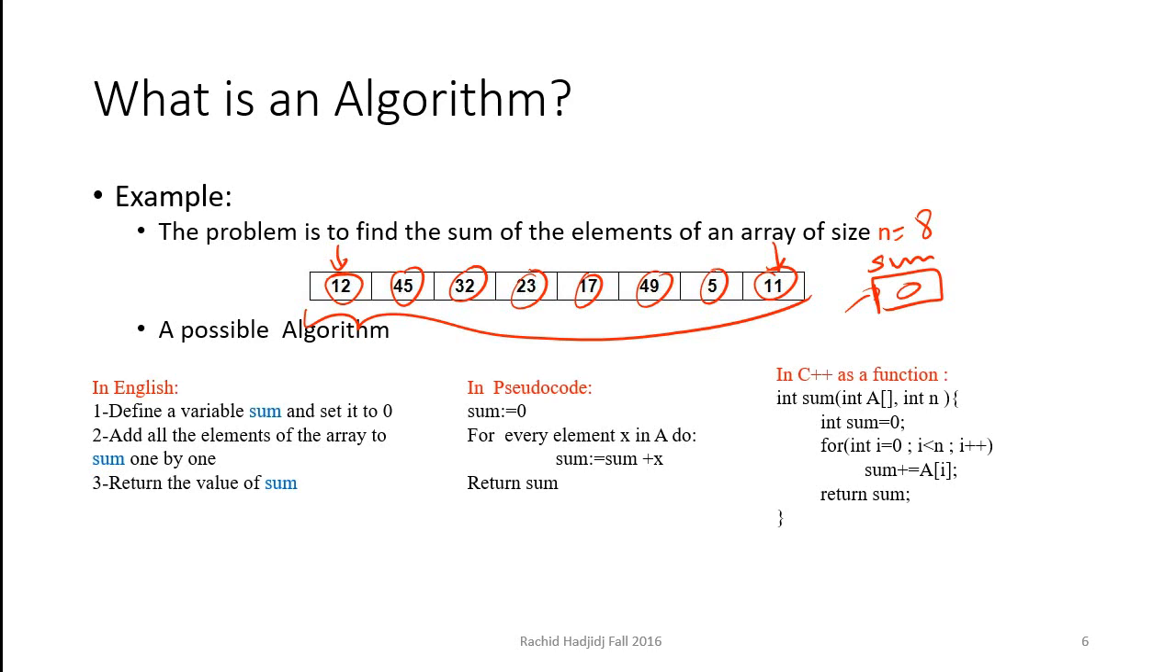This is the algorithm written in the 3 ways, in natural language, in pseudocode, and also in a programming language. In English, it says, first define a variable sum and set it to 0, exactly as we mentioned. Then add all the elements of the array one by one to the variable sum. At the end, return the value of sum. The pseudocode says exactly the same thing in a little bit more structured way, and the program in C++ says exactly the same.